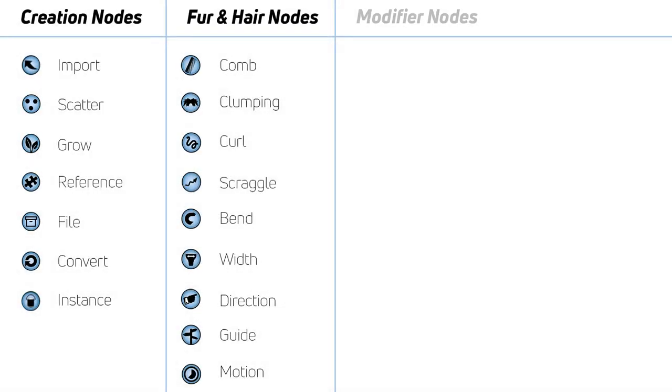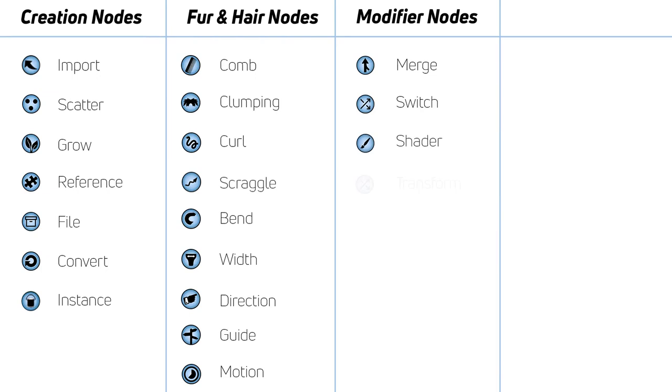We learned about modifier nodes in this lesson. Merge, switch, shader, blend, transform, group. I will mention the displacement node in the texturing section.